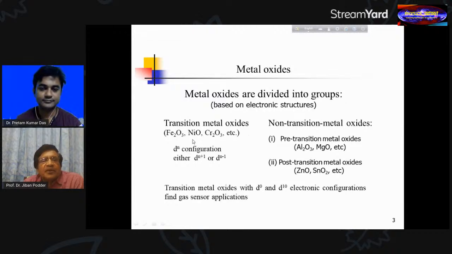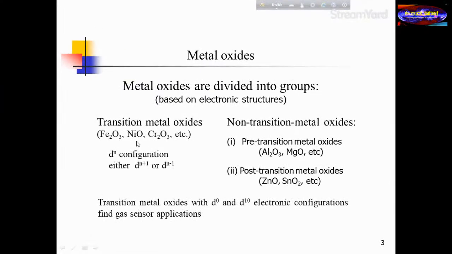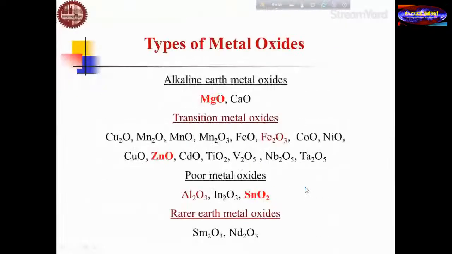So these are the common ferric oxide, nickel oxides, chromium oxides. And here the pre-transition metal oxides are aluminum oxides, magnesium oxides, and post-transition metal oxides like zinc oxides, tin oxides. So the class of metal oxides includes alkaline earth metal oxides, transition metal oxides, poor metal oxides, rare earth metal oxides. The series of metal oxides are available abundantly in nature.